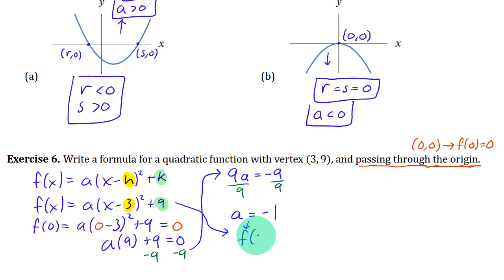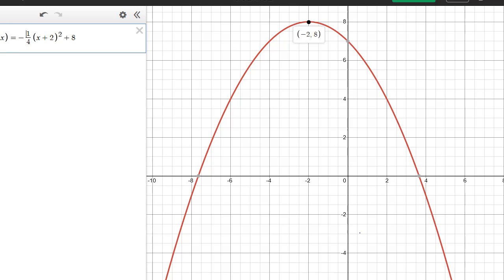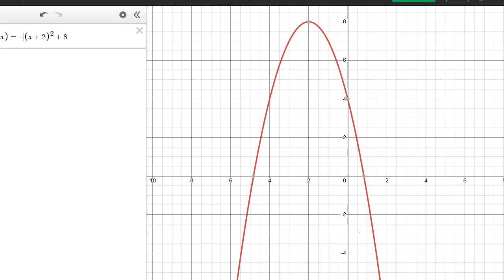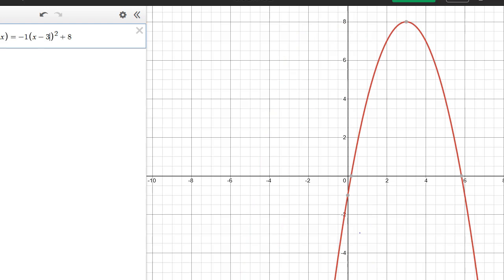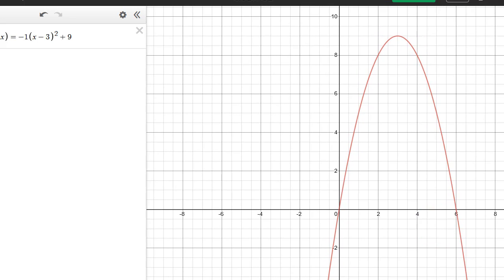It's going to be f of x equals negative 1 times x minus 3 quantity squared plus 9. And again, it's always a good idea to check this with something like Desmos or your graphing calculator. We have negative 1 times x minus 3 squared plus 9. And yeah, this has vertex at 3, 9 there. So that looks good. It also passes through the origin there. So this works.